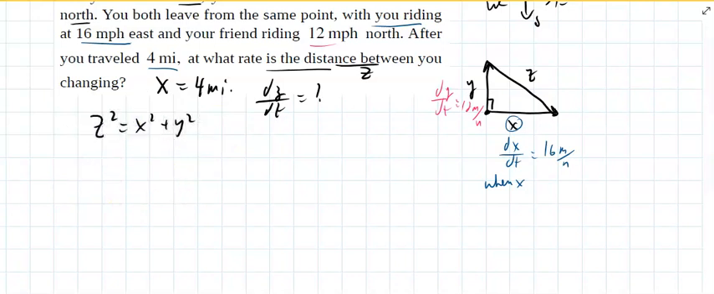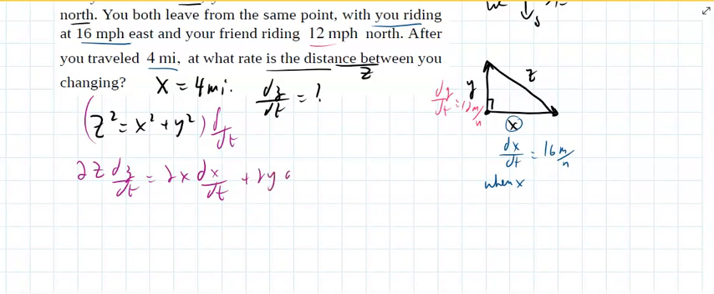And since everything's with respect to time, and that's how it's going to be in this entire section, if I take a derivative with respect to time, that's 2z dz/dt equals 2x dx/dt plus, by implicit differentiation, 2y dy/dt. They all have a 2, I cancel them out. I'm looking for the change in the distance with respect to time. If I get that by itself, I'm done algebraically.